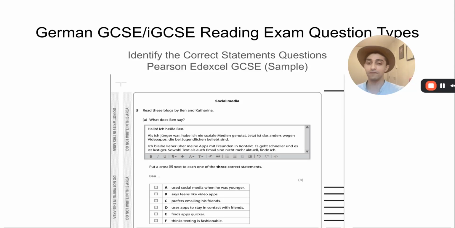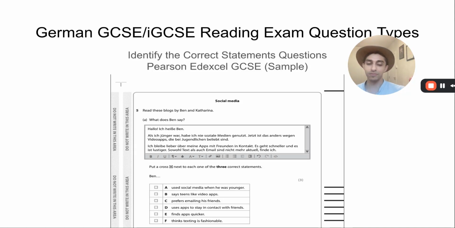Then for identifying the correct statements questions, what will happen is you'll be given a series of statements. Here the statements are these ones from A to F, and you'll have to put a cross next to a certain number of those statements which are correct, as per the information given in the text above. So, of course, read the instructions very carefully, read through the text itself once or even twice. If it's this small, then you should definitely be able to read the text twice, most likely.